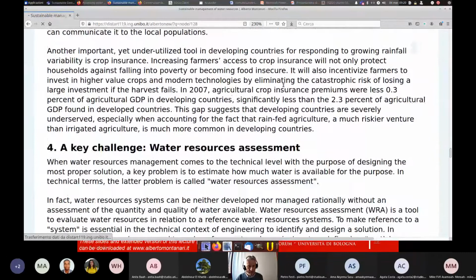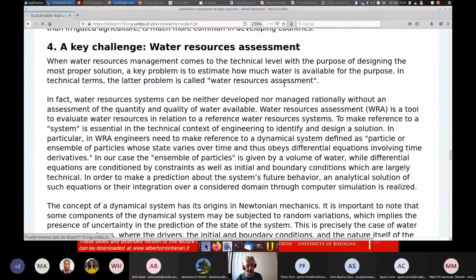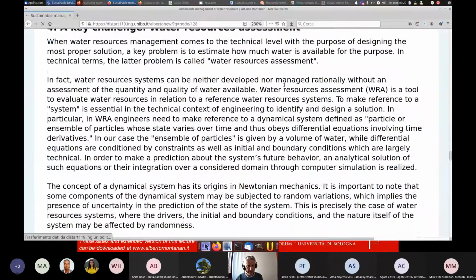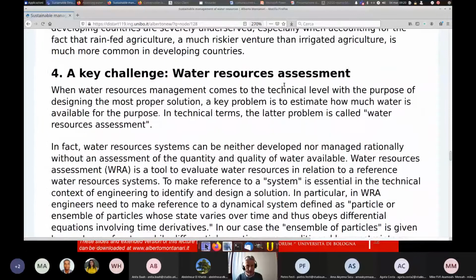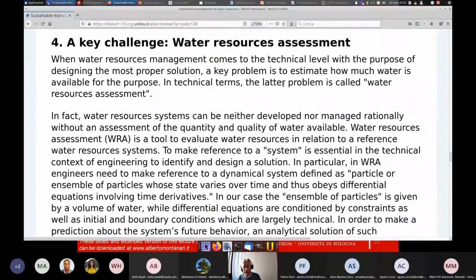So let's go down to water resources assessment. So far, we discussed sustainability. We defined what sustainability is, and we also discussed how much water is available at the global level over the Earth, and we discussed some sustainability issues related to water. Now we have to go into more details.